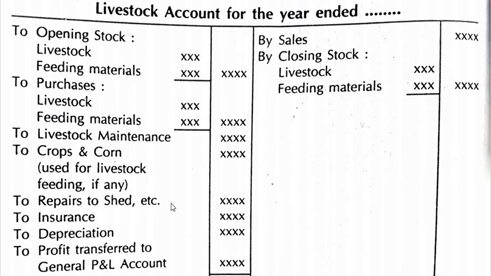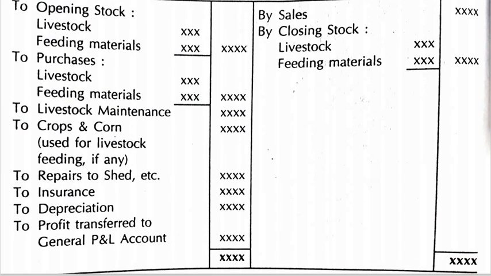any, to repairs to the shed. Okay, then if any repairs been done on shed, then that will be considered in terms of expenses. To insurance, to depreciation, and then coming to the credit side, by sales, by closing stock, livestock and feeding material. So opening stock and then deduct the closing stock will give you the profit for the year. So to profit transferred to general profit and loss account. Okay, so this is how you prepare the livestock account.